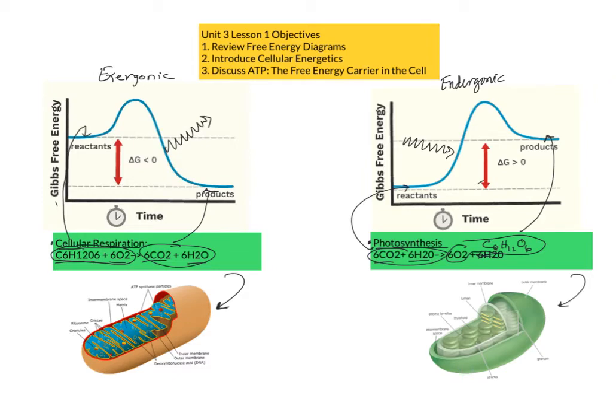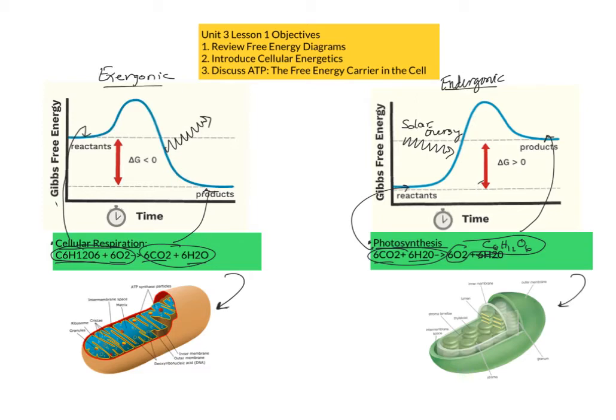Now, we mentioned that most of that free energy for photosynthesis is going to be coming from solar energy, right? The sun is going to provide lots of free energy that's going to be harvested and absorbed by different structures in the chloroplasts, which is going to allow this endergonic reaction to occur.